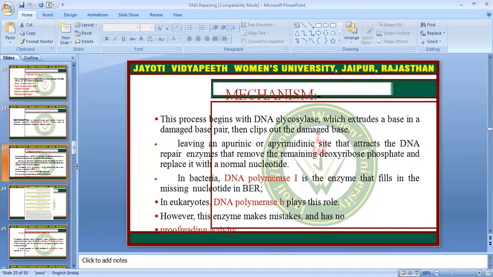What is the mechanism? The process begins with a DNA glycosylase, which extrudes a base in a damaged base pair, then clips out the damaged base, leaving an apurinic or apyrimidinic site that attracts the DNA repair enzyme that removes the remaining deoxyribose phosphate and replaces it with a normal nucleotide. In bacteria, DNA polymerase I is the enzyme that fills in the missing nucleotide in BER. In eukaryotes, DNA polymerase beta plays this role. However, this enzyme makes mistakes and has no proofreading activity.